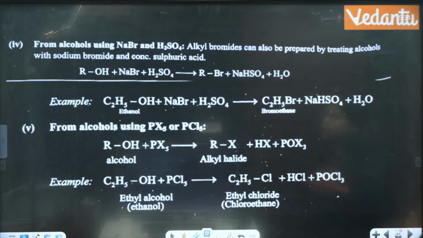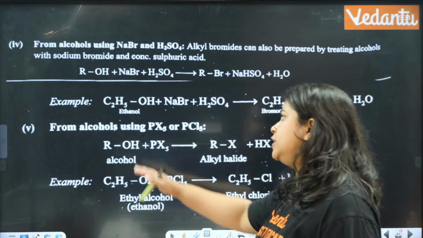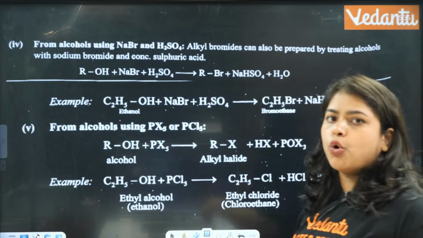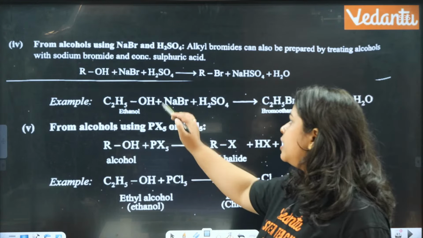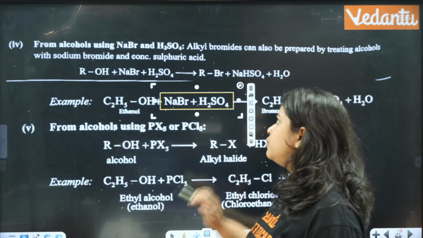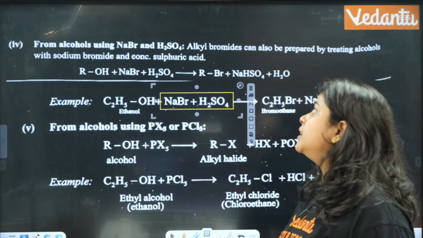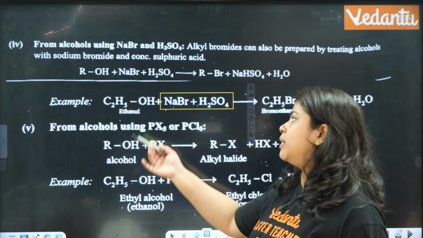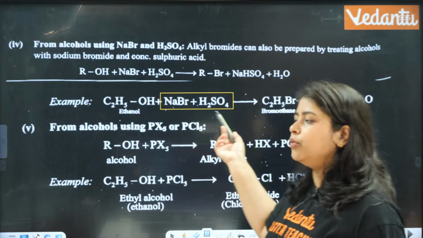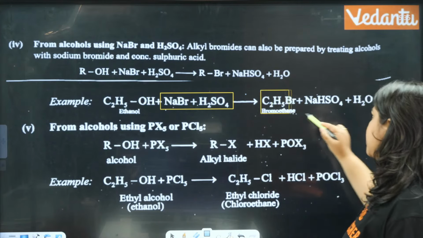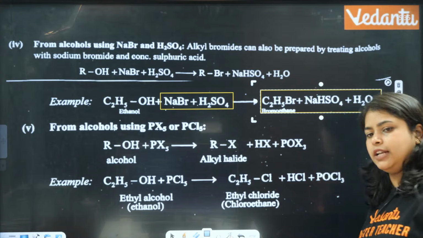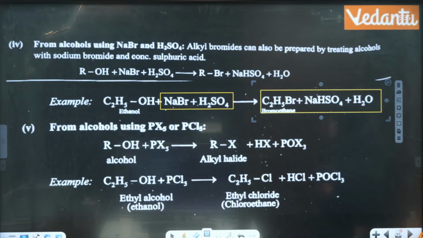So we can take examples again the same way. So C2H5 in the place of R, so we add OH. What are we going to get in the presence of NaBr and H2SO4, when alcohols react using NaBr and H2SO4? Just take a normal alcohol and react it with these, and you will get the product C2H5Br and NaHSO4 plus H2O. Clear? So they ask questions like this about alcohols.